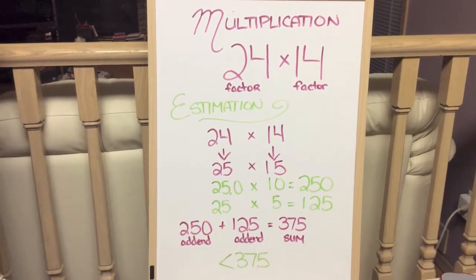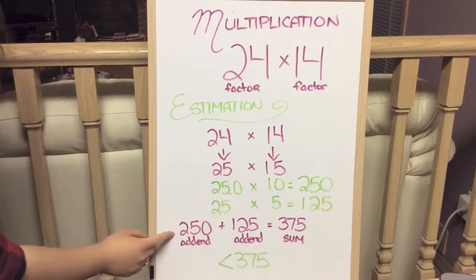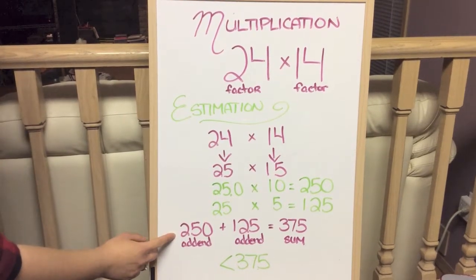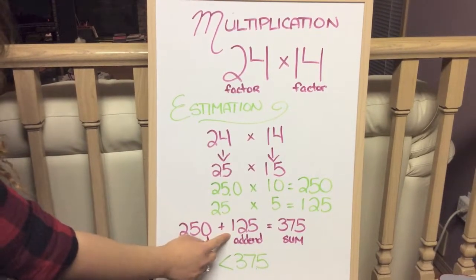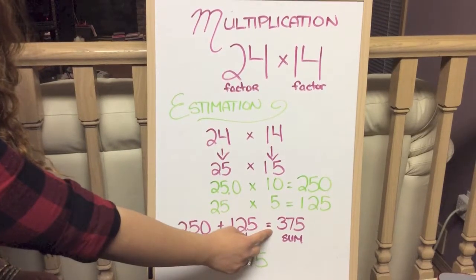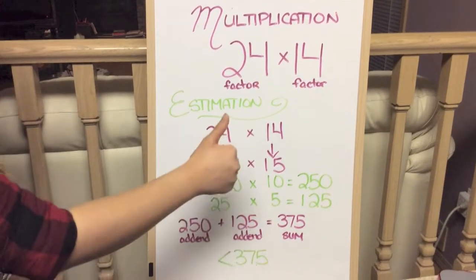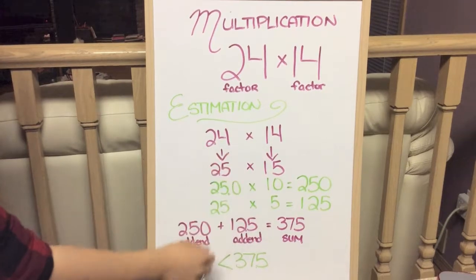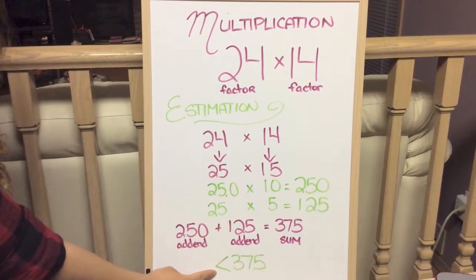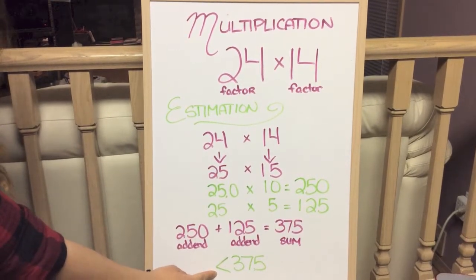I created an additional equation of my two addends being 250 plus 125 equals the sum of 375. And because I increased both of my factors, the product for this equation should be less than 375.